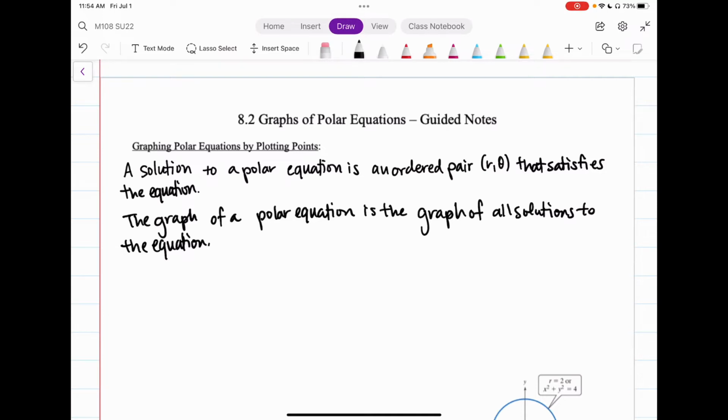Just like when we started out graphing linear equations, we're going to graph polar equations by plotting points. And so what you do is you pick some points and plug in those values to determine what the r value is. So you're going to be picking theta, plugging theta into the equation, and then solving for r so that you get an ordered pair, r theta, that you can plot on the polar coordinate system.